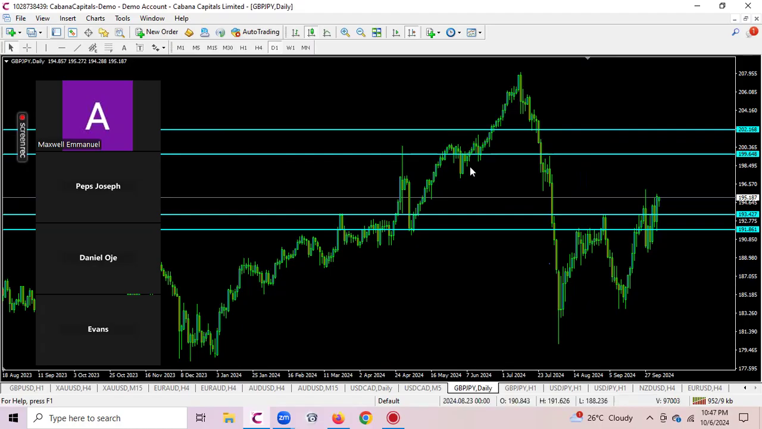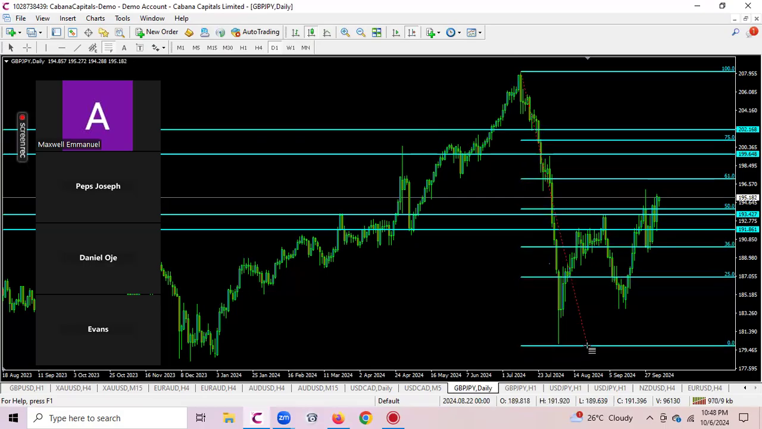Can you see that? So if we work with this previous range, we want to see price pull back to a premium area after the shift in market structure. So if you apply your Fibonacci from this swing high to this swing low, we want price to pull back to a premium area. I'm expecting price to pull back to fill this fair value gap at a premium area before going bearish.